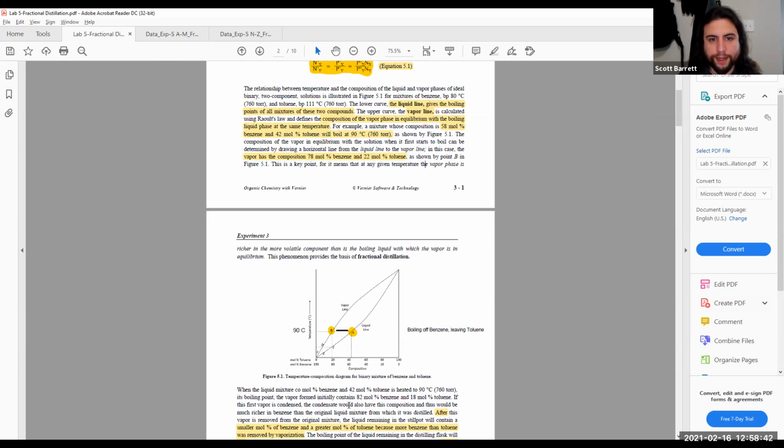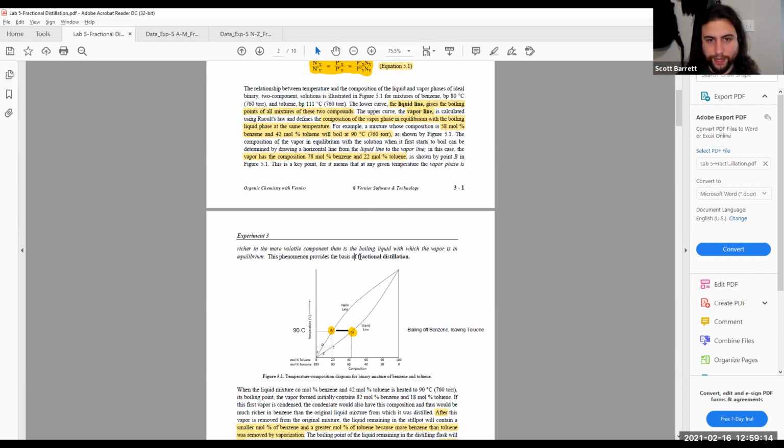So what that means is that since benzene is more volatile than toluene in this situation, obviously you can see that 58% and 42% versus 78% and 22%, it would come over here, and when it's up in the still head, it would be a composition of 78% benzene and 22% toluene at the top in the vapor phase. And so this is a key point: at any given temperature, the vapor phase is richer in the more volatile compound than it is in the boiling liquid with which the vapor is in equilibrium.